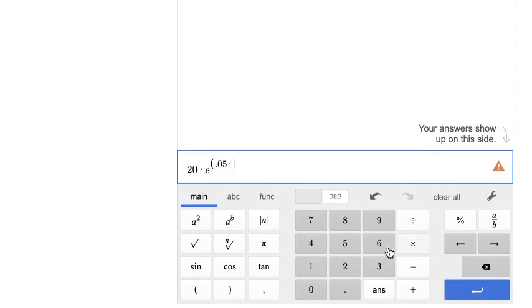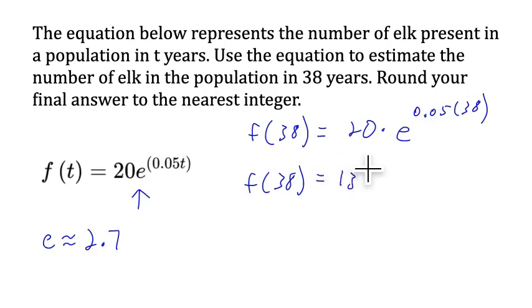So 0.05 times 38. So we have 20 times e raised to the power of 0.05 times 38. And that equals about 134. Remember, we wanted to round to the nearest elk, or nearest integer. So 134. Let's put a label on that. We were estimating the number of elk, so we have 134.